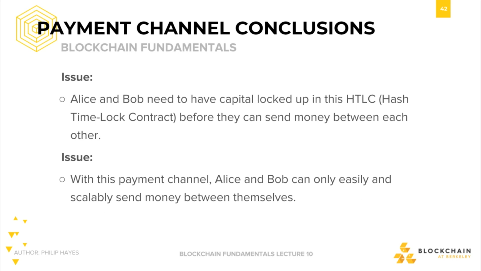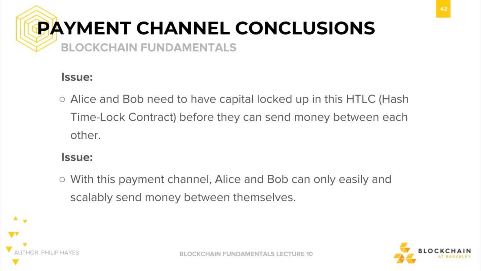One issue, though, is Alice and Bob need to have their capital locked up in this private channel. So if you recall, whatever amount Alice and Bob deposit initially is all that the channel has, and until one of them claims their money back, it's locked in this private channel. So Alice cannot use the money which Bob sent her to go buy coffee from Charlie. Another issue is with payment channels, Alice can only send money to Bob.